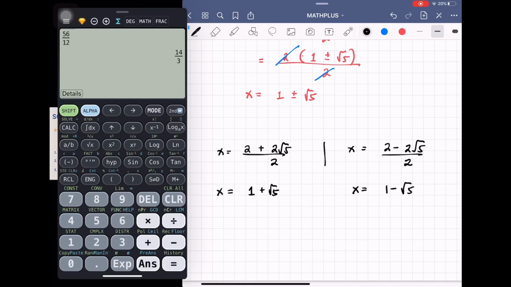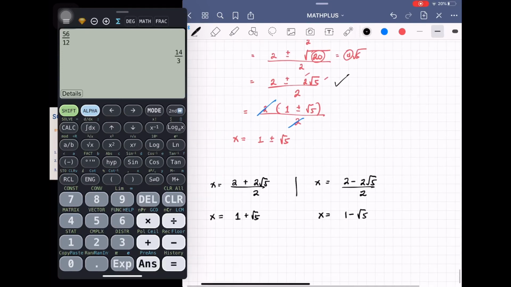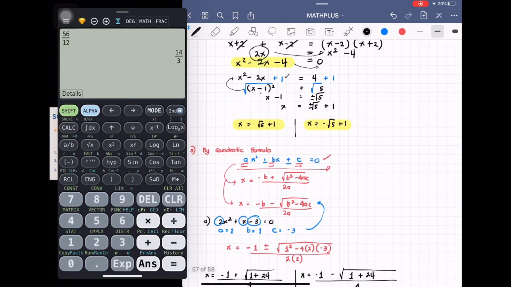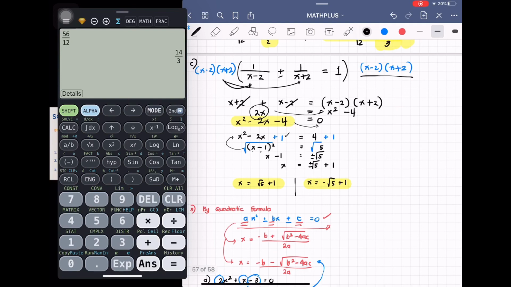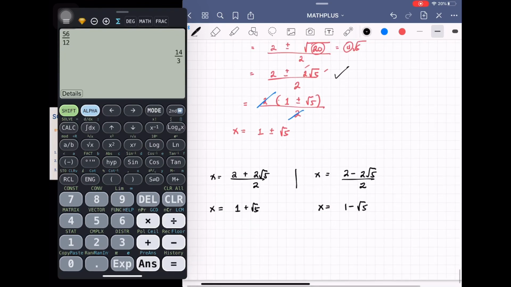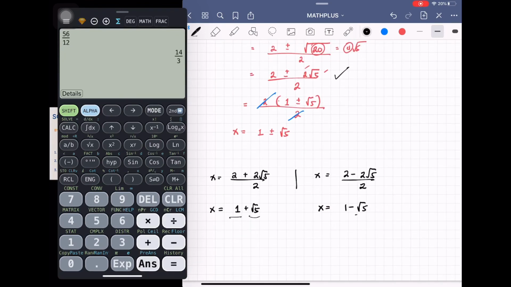Okay, let's check our previous solution to this, which is completing the square, if we got the same answer. And yes, we got the same answer, right? You have the square root of 5 plus 1 and the negative square root of 5 plus 1, which is the same as this. So that's how you use quadratic formula in solving for quadratic equations.